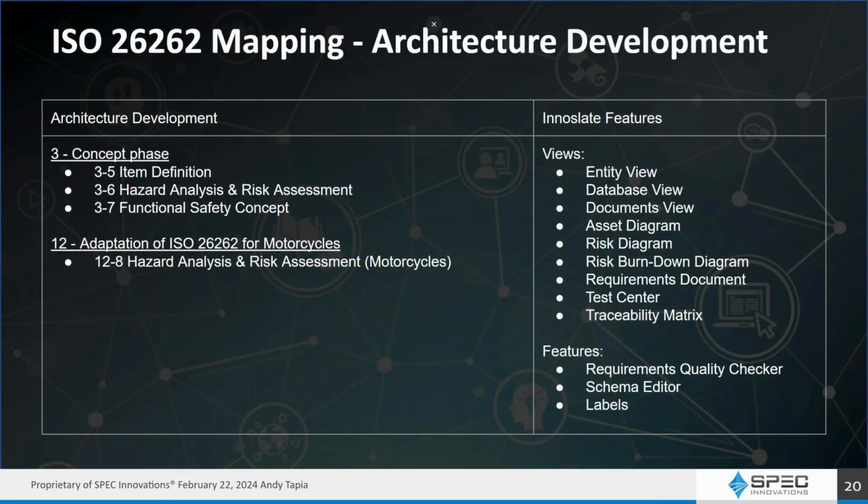So next we have the architecture development phase, and I picked out a few elements here from part 3, the concept phase, and part 12, the adaptation for motorcycles. In these elements, we see that the standard has guidelines for the item definition. So for breaking down an item, it can be an airbag or such, combined with a car, HARA assessments, and the functional safety concept.